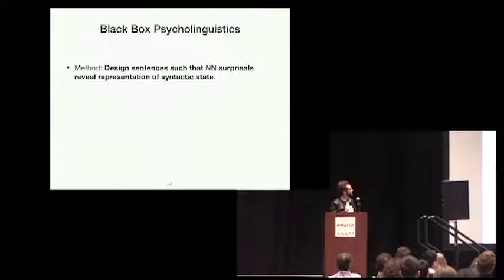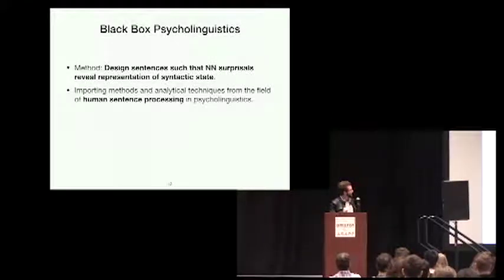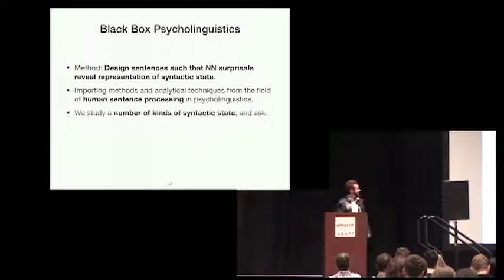Good. So we're going to design special sets of sentences such that the neural network surprisals reveal evidence of syntactic state. We're basically importing methods and analytical techniques, bringing over the whole apparatus of analysis from psycholinguistics, in particular from human sentence processing. We're going to study a number of kinds of syntactic states, expanding beyond subject-verb agreement into a larger number of constructions. Our goal is to eventually reconstruct all the evidence for all syntax in terms of these behavioral tests.